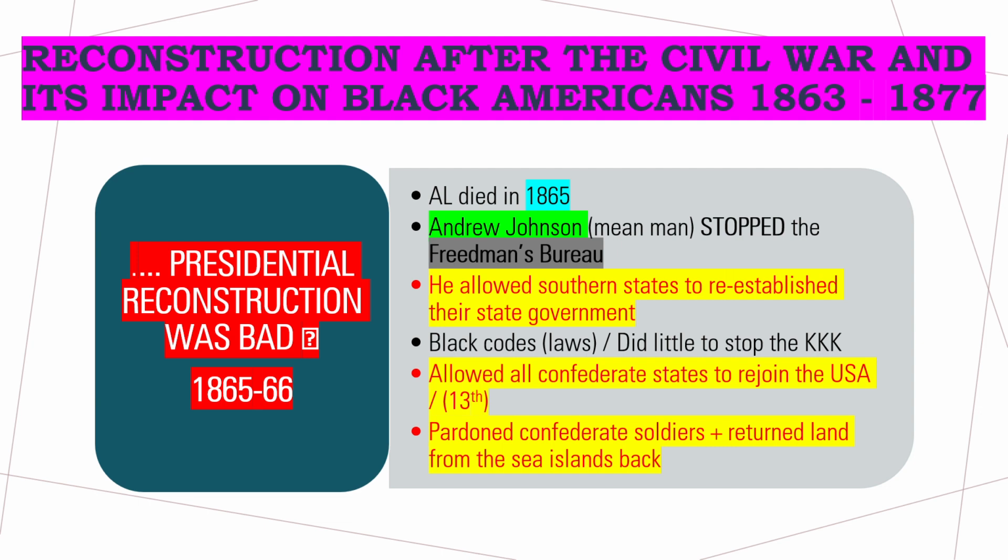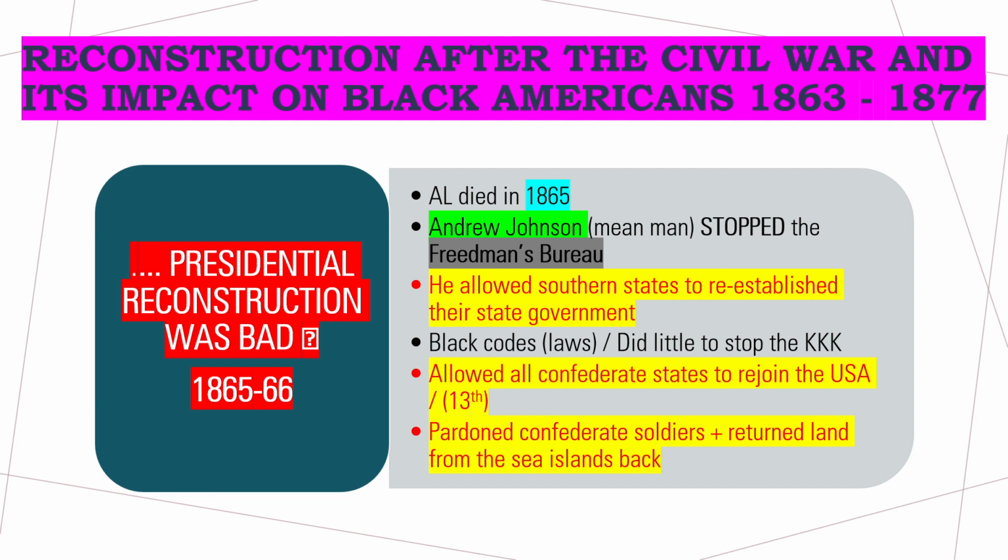He was against the Union. He was a Confederate person. He stopped the Freedmen's Bureau. He shut it down. He also allowed southern states to be re-established into their state government. Now, this is highlighted in yellow because it's useful to talk about in your exam. It's also highlighted in red text because there's a second order concept you can talk about here.